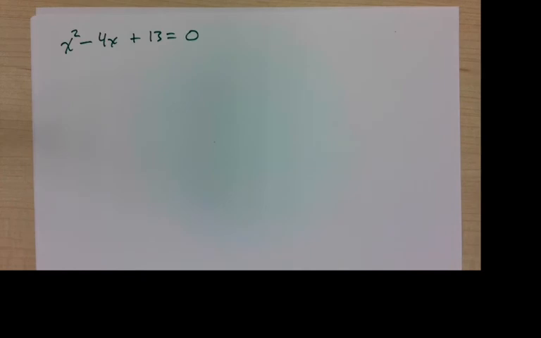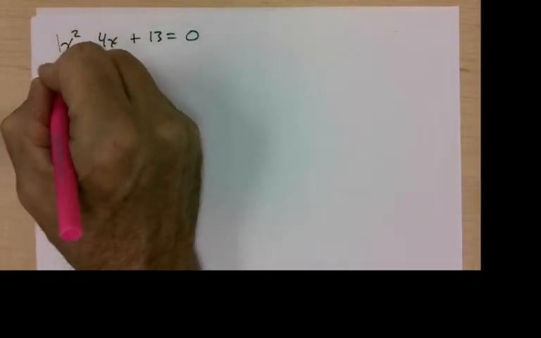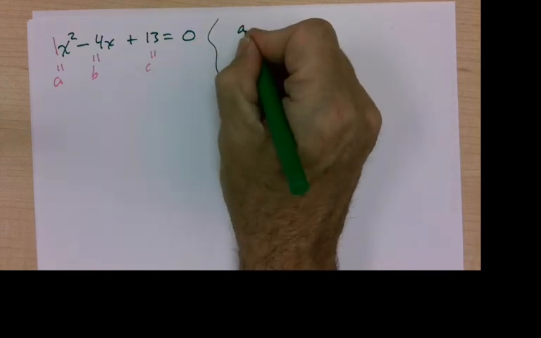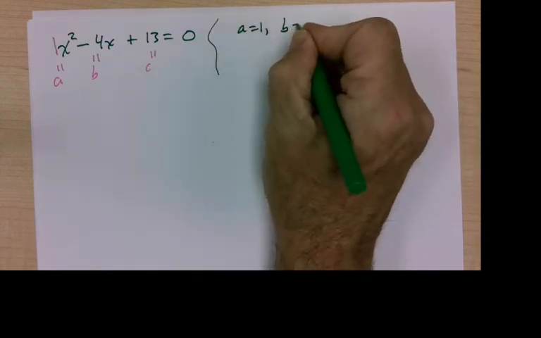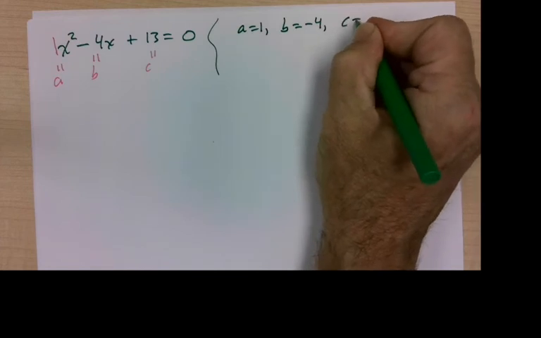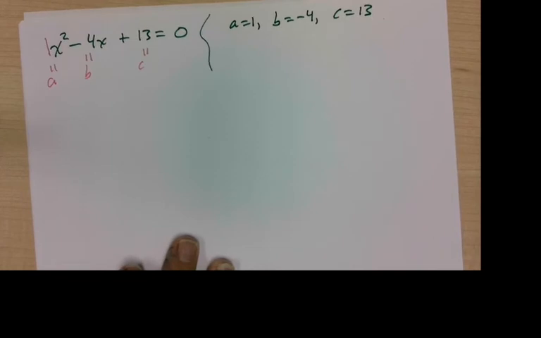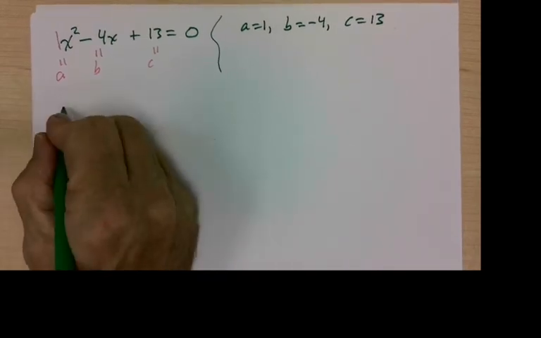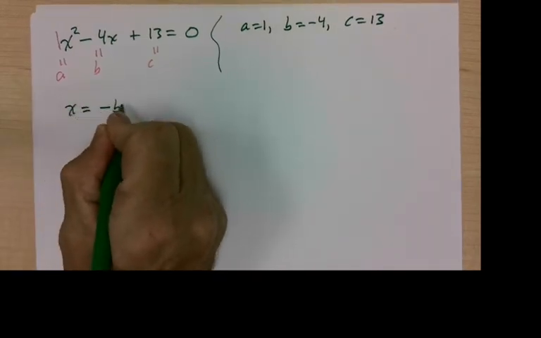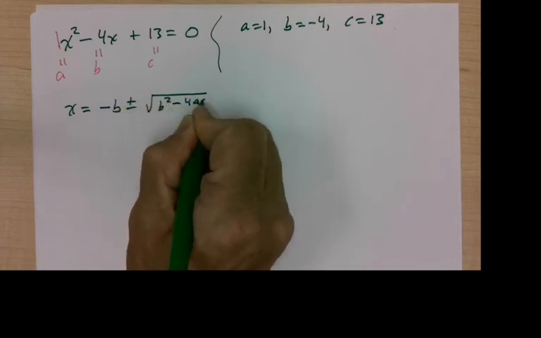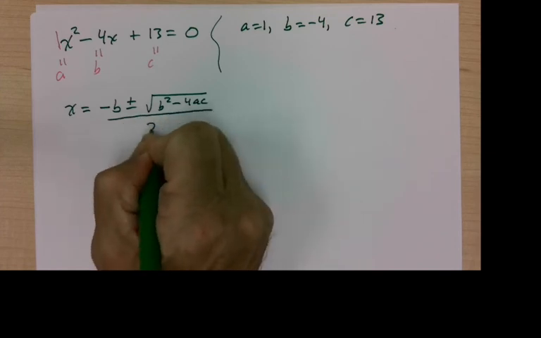So again, we have to identify what's A, what's B, what's C. So A is 1, B will be negative 4, C will be 13. So let's write all that down. A is 1. B is negative 4. C is 13. Our formula will be x equals negative b plus or minus the square root of b squared minus 4ac all over 2a.